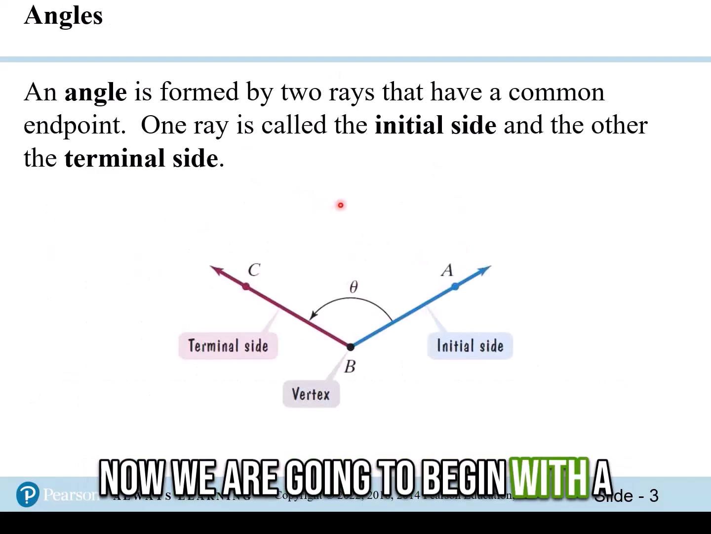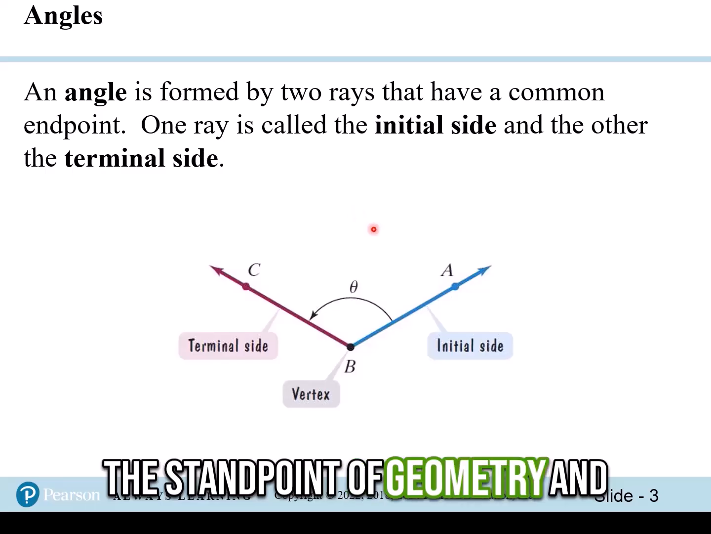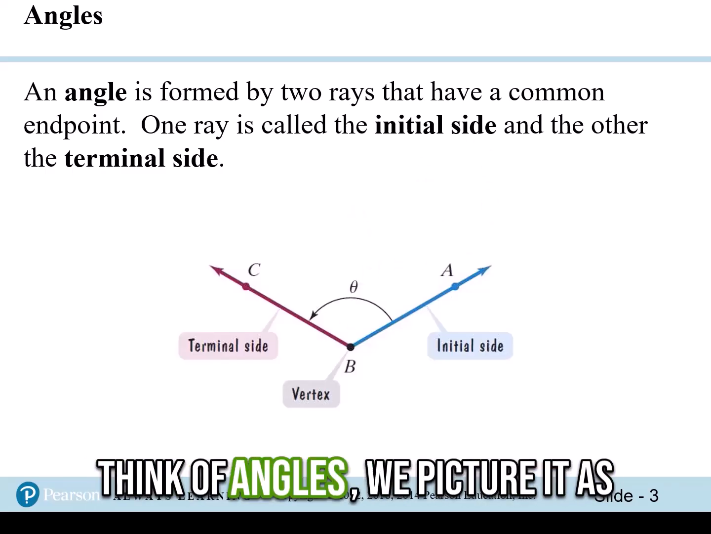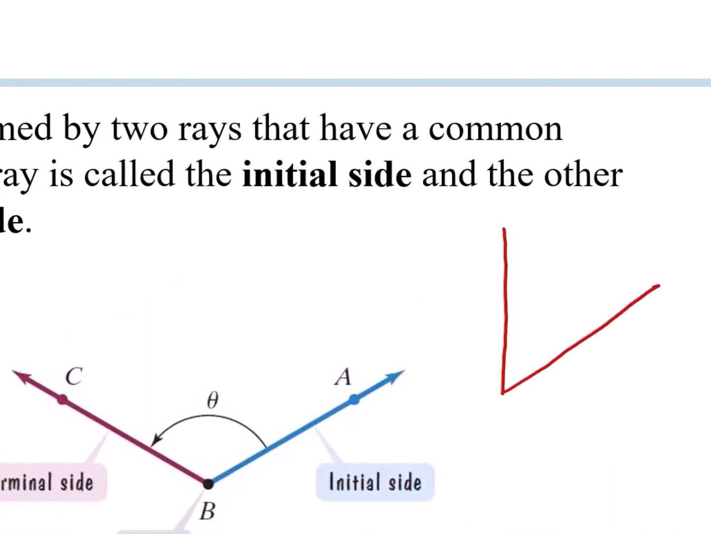Now we are going to begin with a formal definition of angles from the standpoint of geometry and trigonometry. Whenever we think of angles, we picture it as two straight lines meeting at a common point, and the space or the gap between the two lines is what we know to be an angle. So that's the layman's view of an angle, and it's an absolutely correct idea of what an angle is.